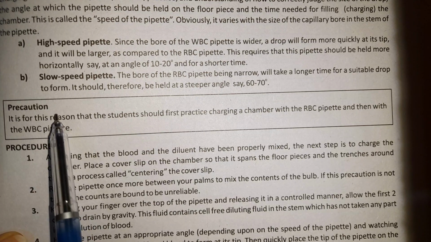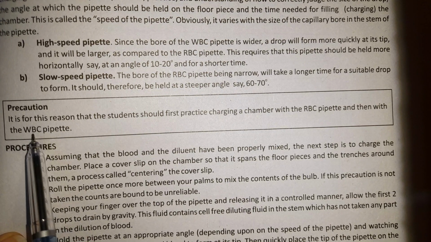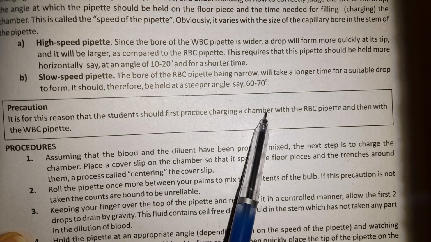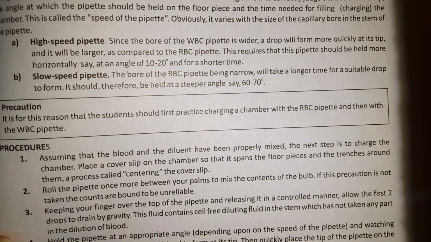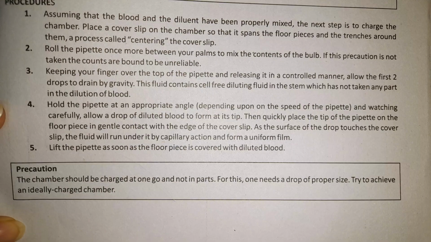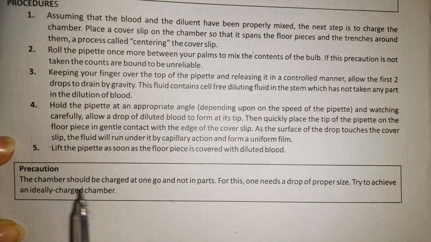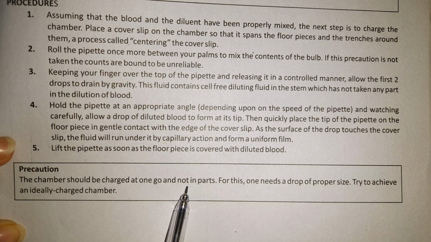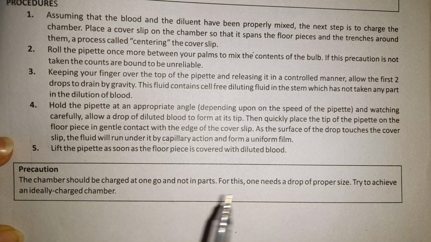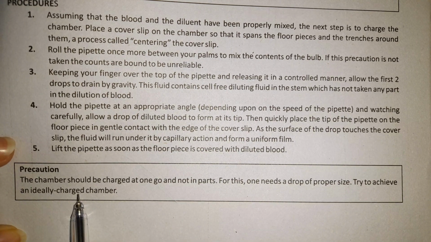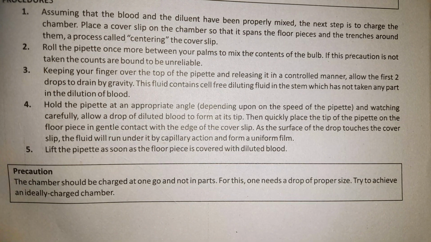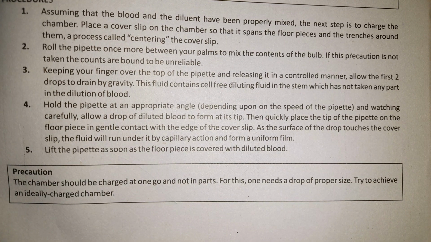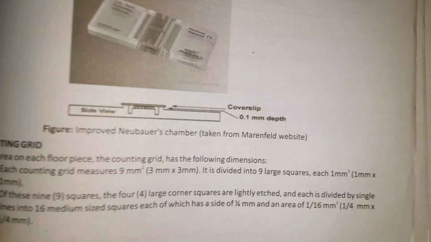Because it is difficult to charge the Neubauer chamber, firstly it should be practiced with the red blood cell pipette, which is a slow pipette, and then with the white blood cell pipette. Also, they're saying that the chamber should be charged in one go and not in parts, and you should try to achieve an ideally charged chamber by producing a drop of proper size. So that was all that we had to learn in this practical of the Neubauer chamber.